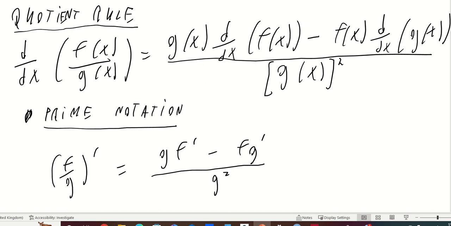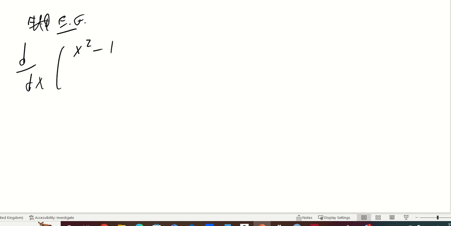Okay, so now we know the quotient rule. Let's do an example. Let me get another screen up here. Bear with me. So we want an example of a quotient function, e.g., we want to compute the derivative d/dx of the quotient function (x squared minus 1) all over (x to the 4 plus 1). So I think using the prime notation is the easiest.